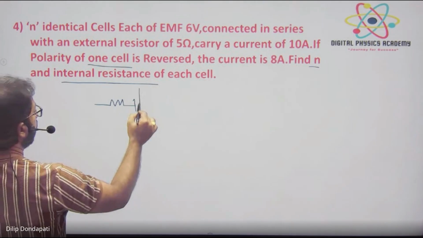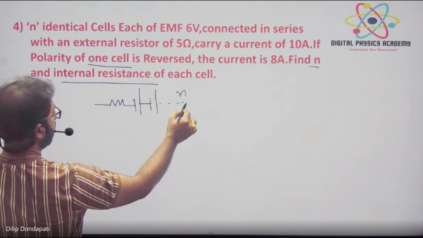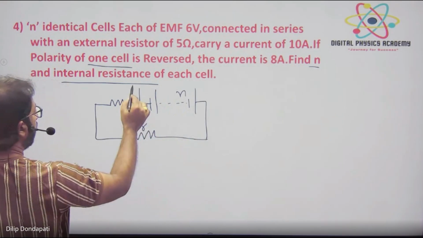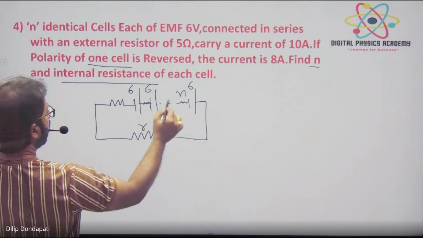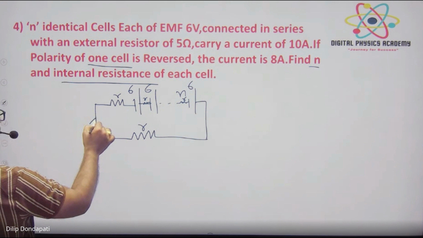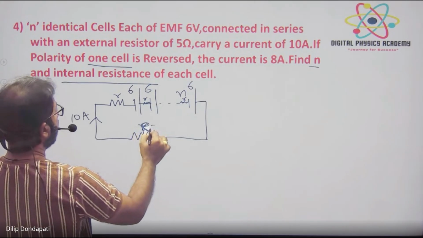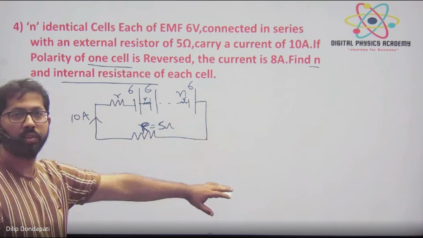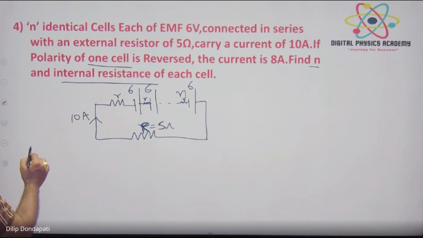So initially, same polarity 6, 6, 6, and so on. How many are there like this? N are there, connected with an external resistance, capital R. And internal resistance will be there in each one, small r, small r, small r, connected like this. In the first case the current is 10 amperes, and the external resistance is 5 ohms. Now form the equation here, and in the second case again form the equation and solve. Find n and r. I'll give you options. Try.